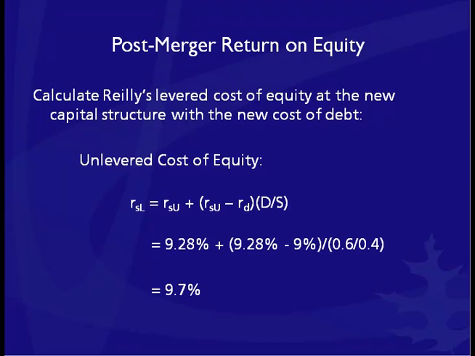Now remember, D stands for the percentage of the total company that would be financed with debt, and it was given at 60%, and therefore S would be 1 minus D, the percentage of the company financed with stock, at 40%. And using this calculation, we've solved the problem. We've calculated the levered cost of equity at the new capital structure with the new cost of debt.